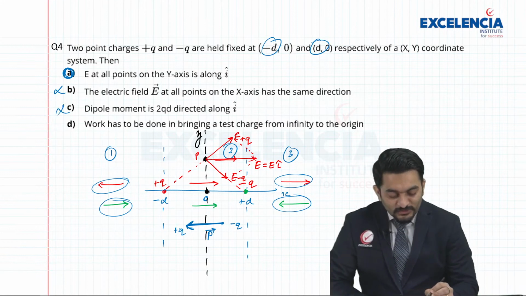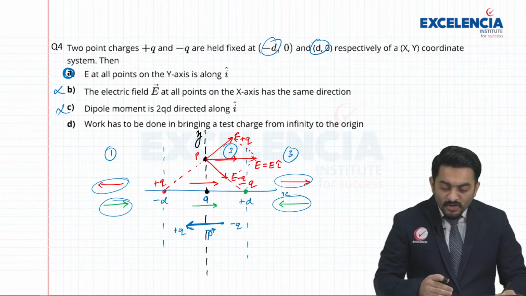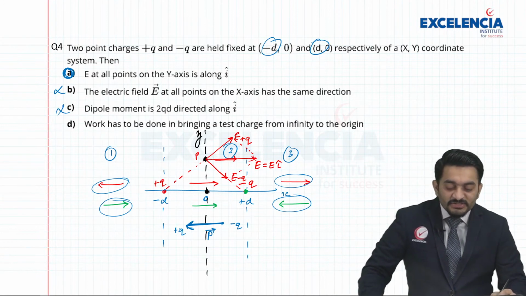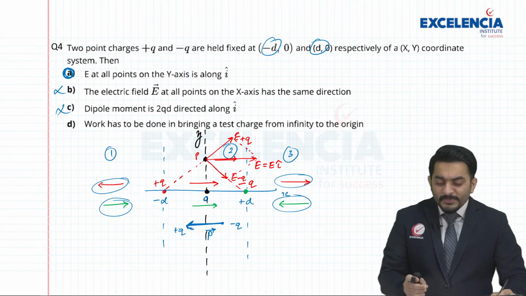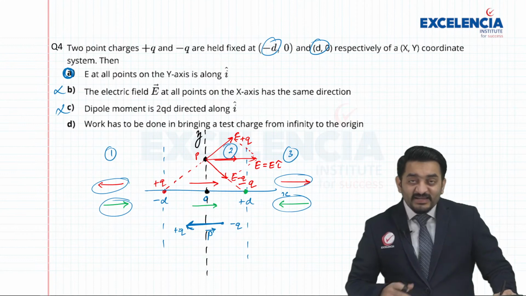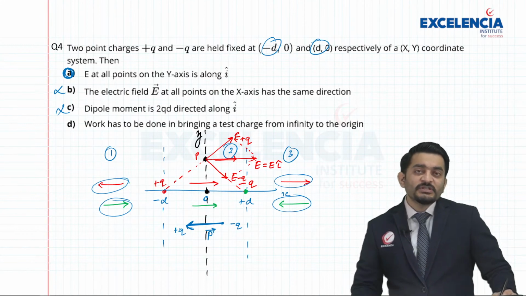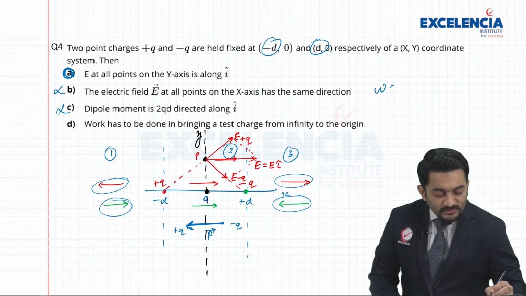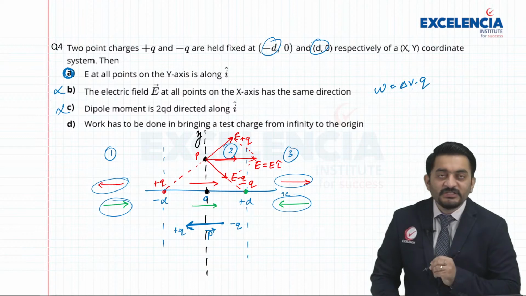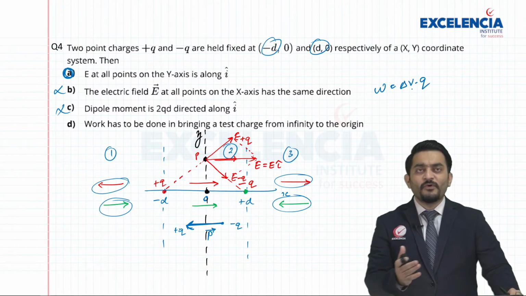So this is also wrong. Work has to be done in bringing a test charge from infinity to the origin. Now this is one particular option where you might get confused, because this is a question about work done. One thing you need to understand when we talk about work done is that work done can be calculated by change in potential multiplied by charge. This is the formula for work done.